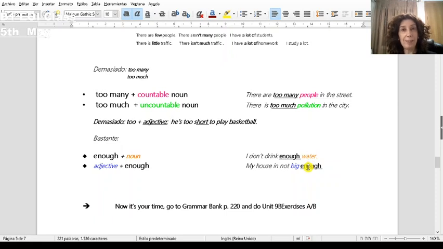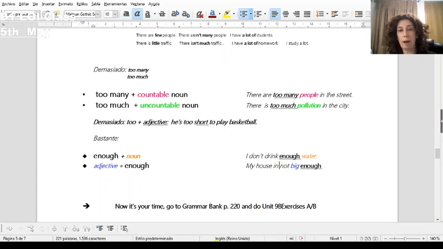Pero si quiero enfatizar la cualidad, entonces un adjetivo, el adjetivo va delante de enough. Entonces, adjective plus enough. For example, my house is not big enough. No es bastante grande. El adjetivo va delante del enough. ¿Es clear? ¿Vale? Entonces, bastante es enough, más sustantivo, adjetivo más enough.